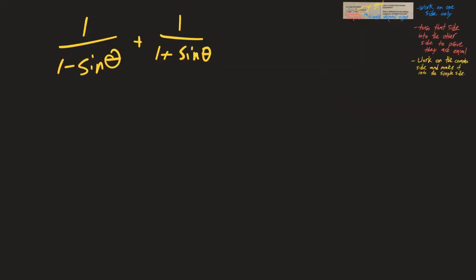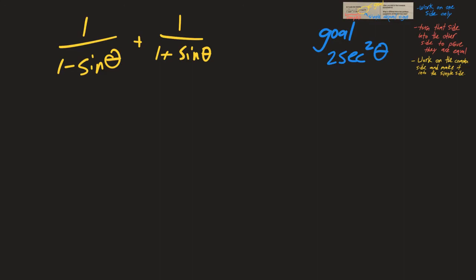Okay, so once again, my ending goal for this problem is the other side of the equal sign. It is 2 secant squared theta. All right, so that's where I want to end up. Let's see how we'll get there.